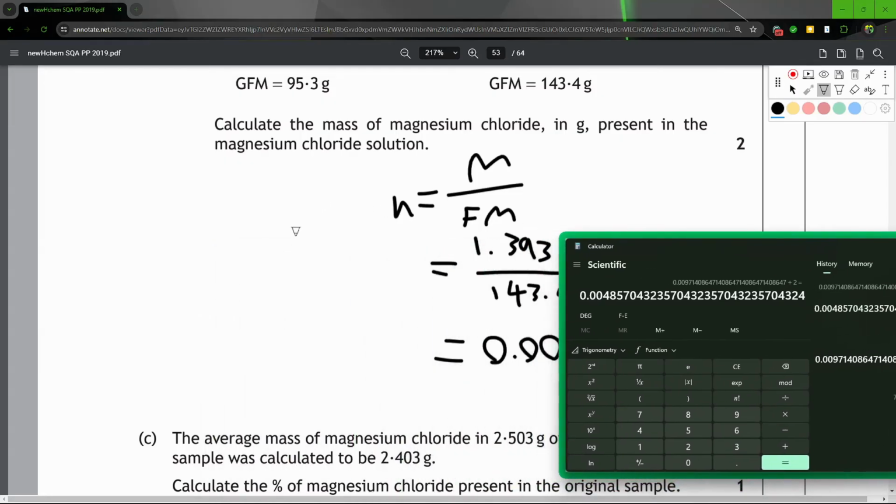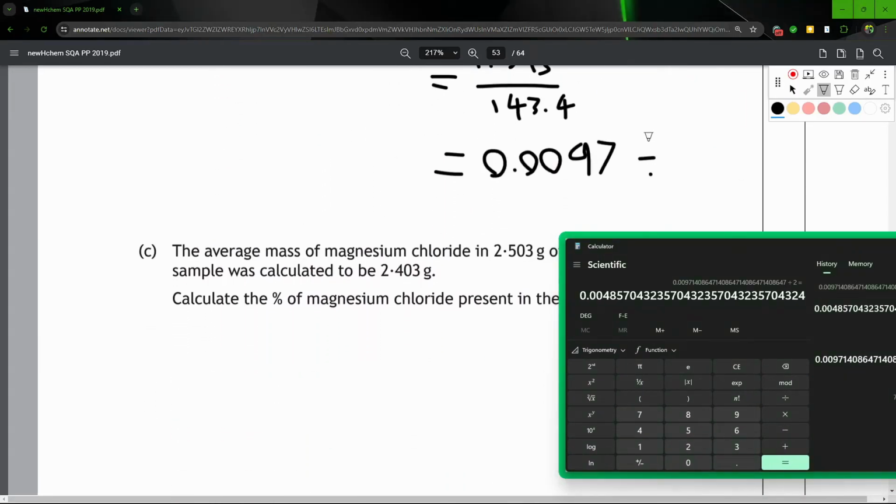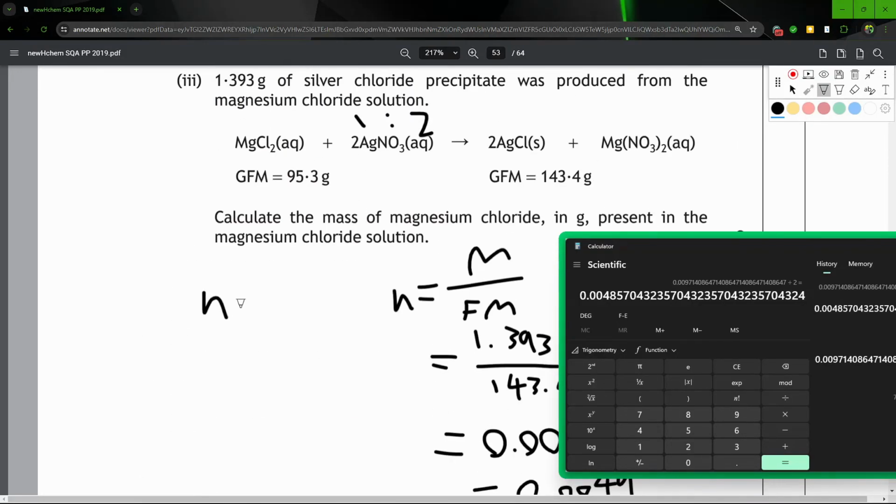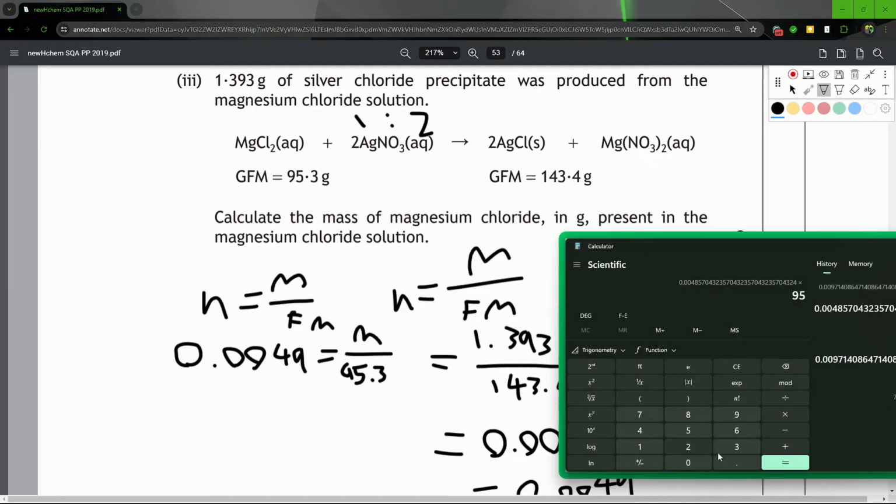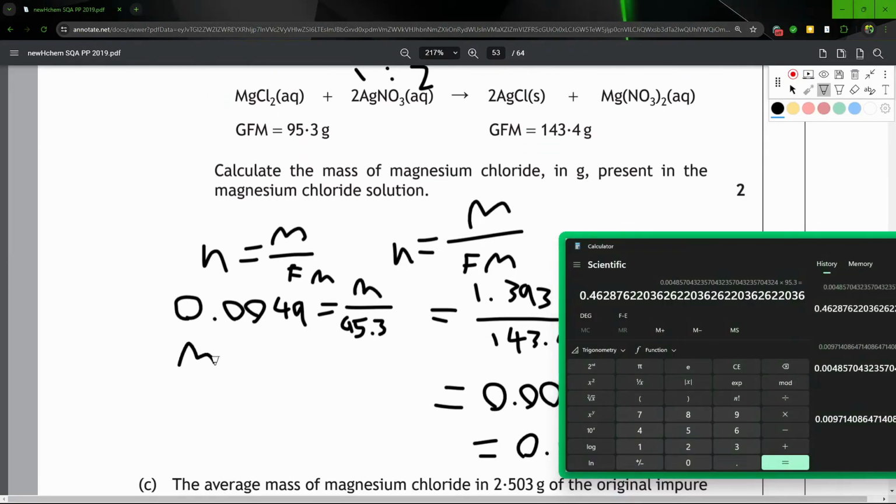So there we go, we've got this. So I'll just write it down. 0.0049, and then now we just need to go and plug it back in. This equation over here. We don't know what mass we're going to get, but we do have our formula mass of 95.3. So now I'm just going to times this number by that. I'm going to get our mass of 0.46. Beautiful.